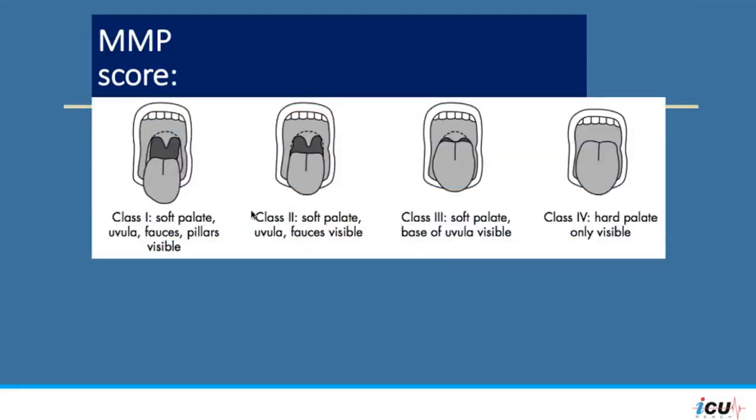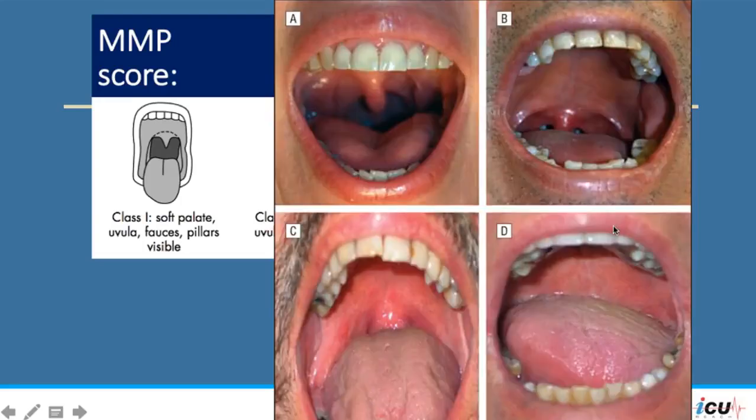What is modified Mallampati score? Well, it's just direct visualization of the patient's mouth. You ask your patient to open wide and stick their tongue out and see how much of the oral cavity you can see. Grade 3, you can see the soft palate and the base of the uvula only. Grade 4, you can see the hard palate only. So those grade 3 and 4 are the ones who you should be worried about.